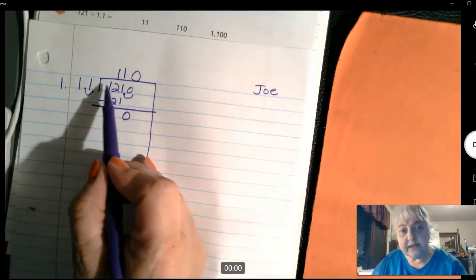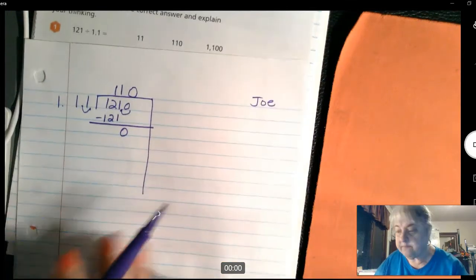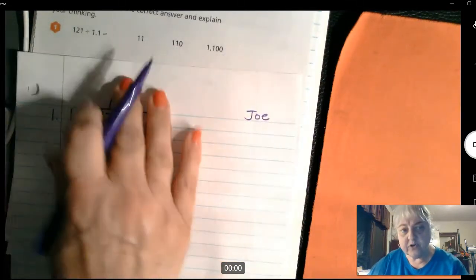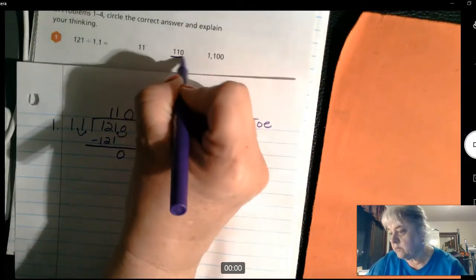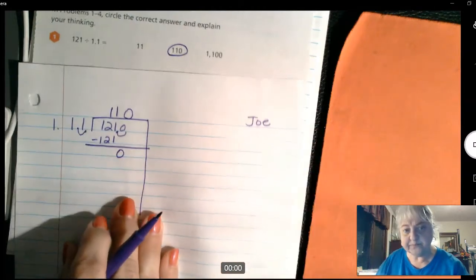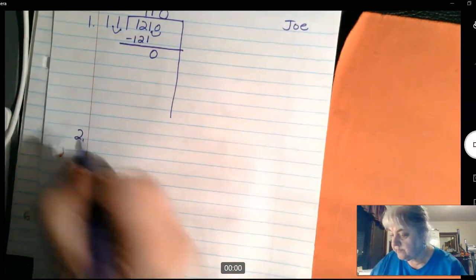And our answer then would be 110. And is that one of our choices? Yes, it is. And we would circle it here on our paper. Let's go on to number 2.